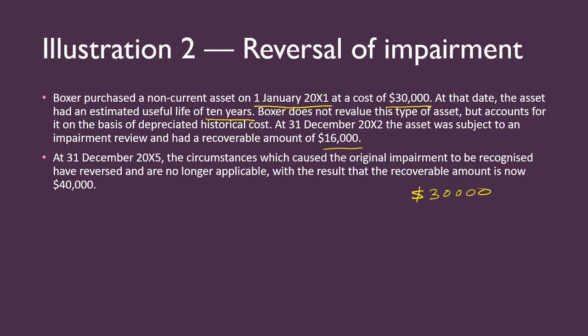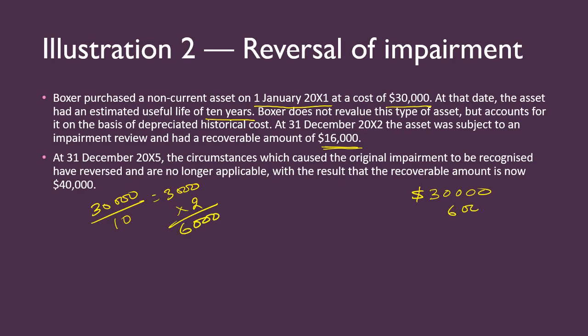The purchase price is $30,000 on 1st January 2011, and the reduced value is on 31st December 2012, which is after 2 years. So we have to charge the depreciation here also. First calculate yearly depreciation: 30,000 divided by 10 is equal to 3,000. For 2 years, multiply by 2, so 6,000 is the depreciation.